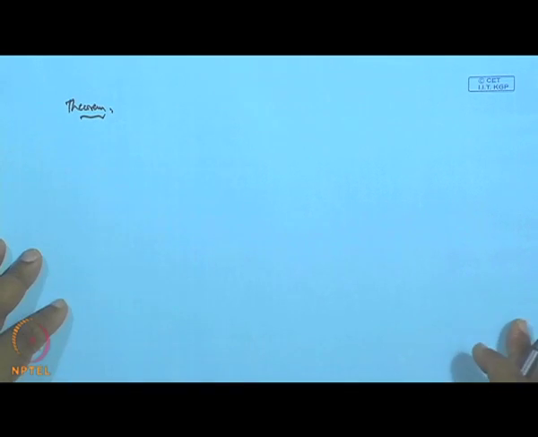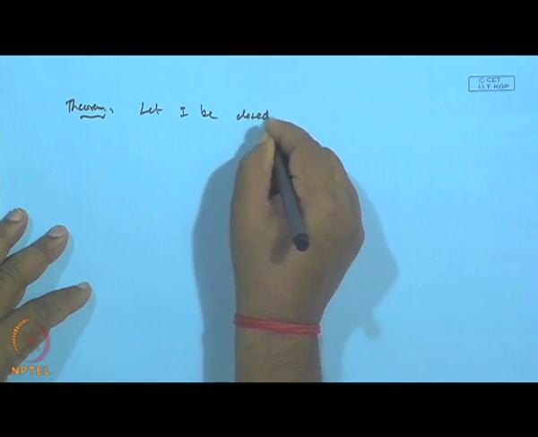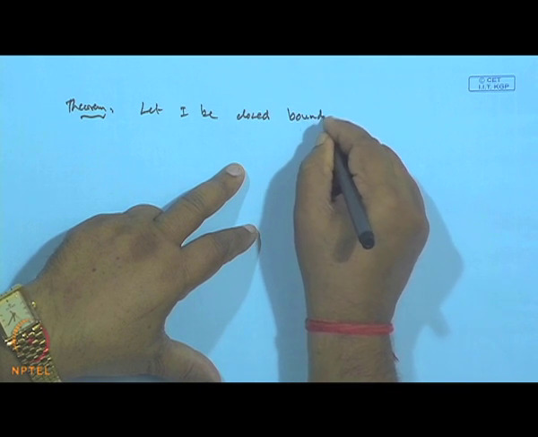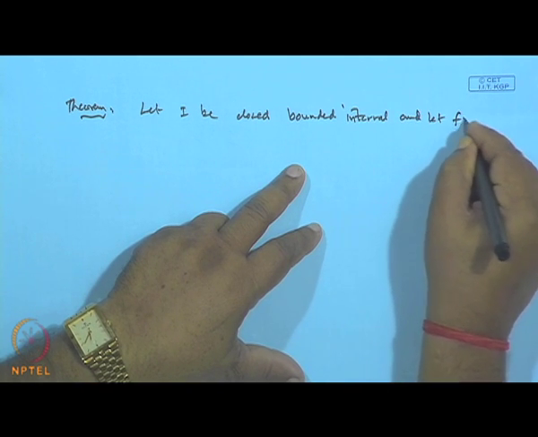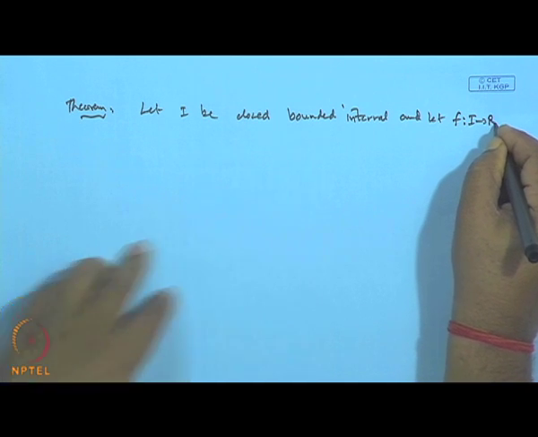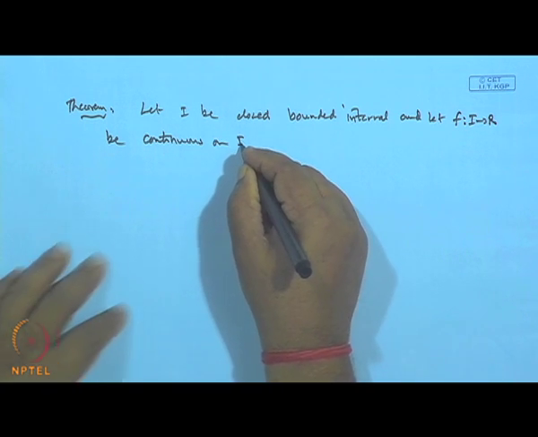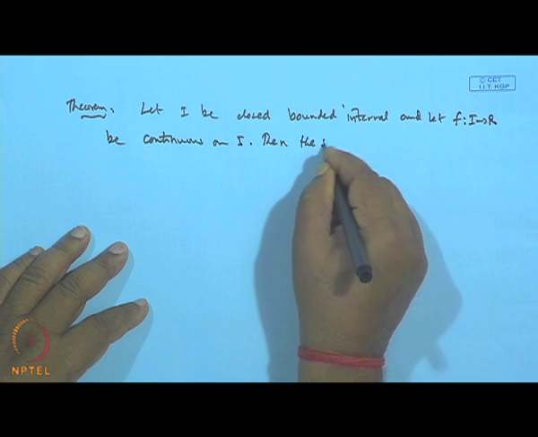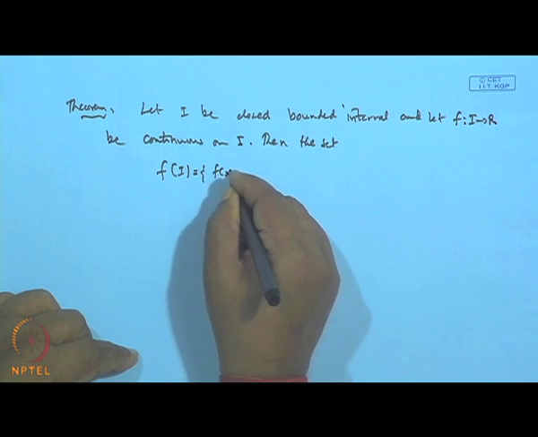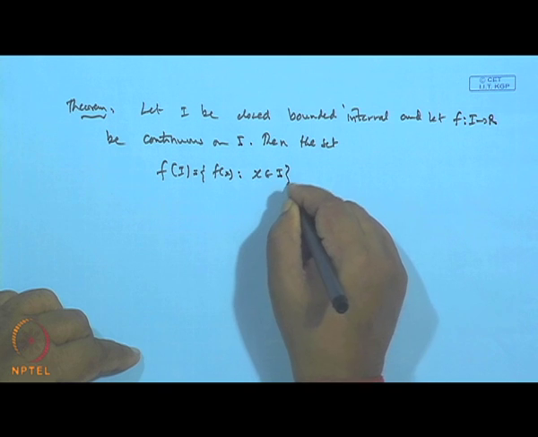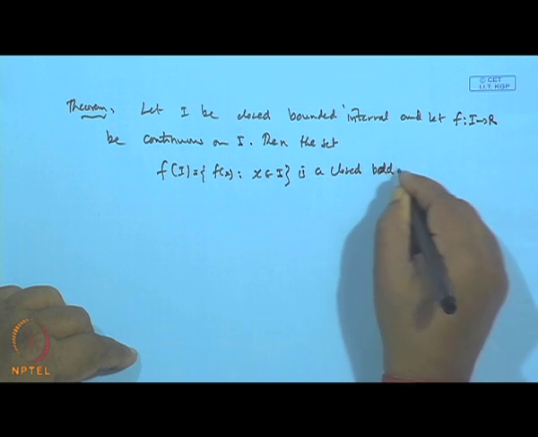So, we get this result. First of all, let I be a closed bounded interval, and let f be a mapping from I to R, continuous on I. Then the set f of I, which is the set of f of x such that x belongs to I, is a closed bounded interval.